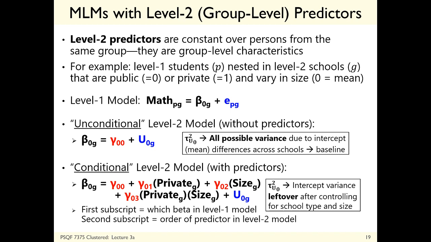Because this becomes variance left over as an idea, some textbooks use the term level 2 residual. I'm going to try not to do that to you because in my world it's level 1 residual and level 2 random intercept. The difference is what the level 2 random intercept means. In a model with no level 2 predictors, it's all the group level mean variance. After you put in predictors, it's group level mean variance left over.